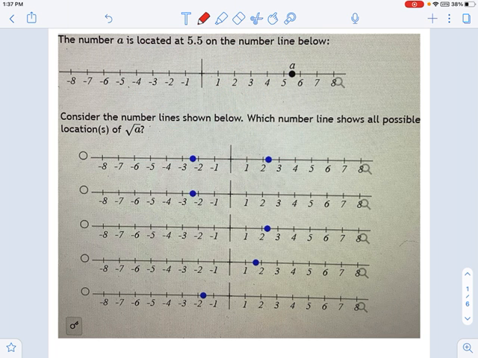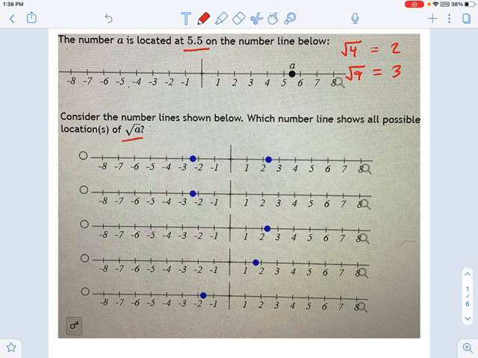First, let's talk about this number a. Okay, it's given to us that a is 5.5. So knowing that a is 5.5, do we have a good idea of what the square root of a is going to be, approximately? Well, I don't know it exactly, but I know that 5.5 is bigger than 4. And I know the square root of 4 is 2. And I know the square root of 9 is 3.